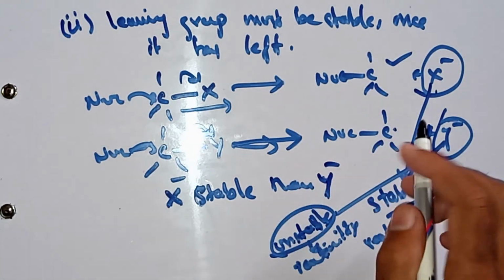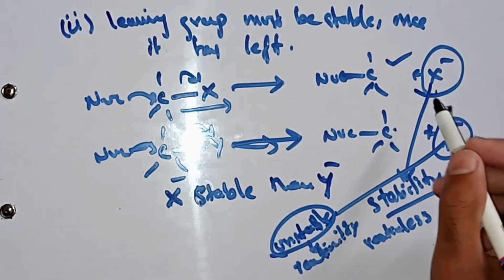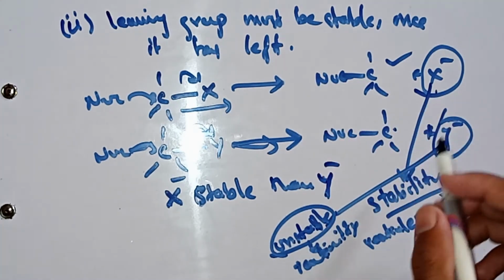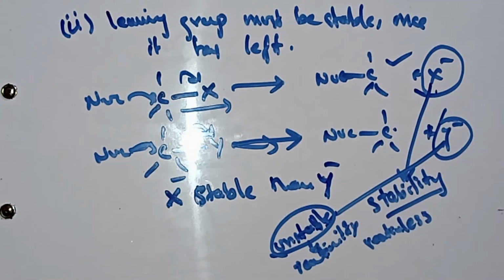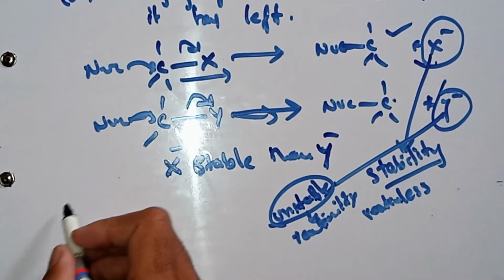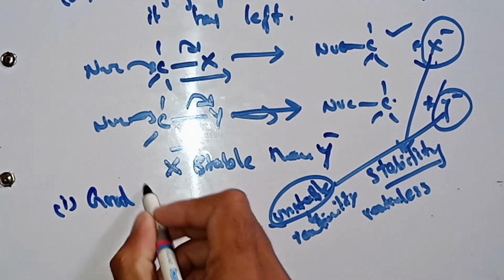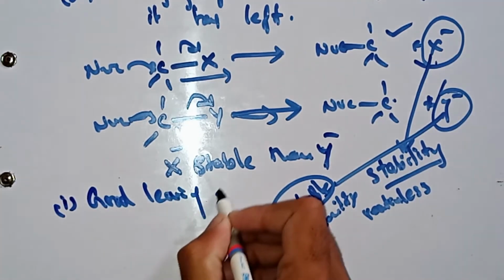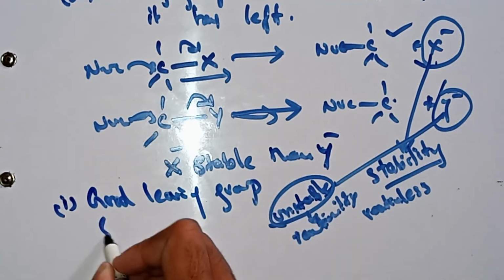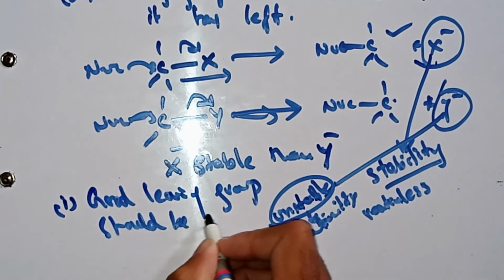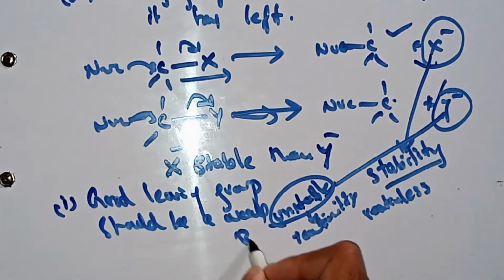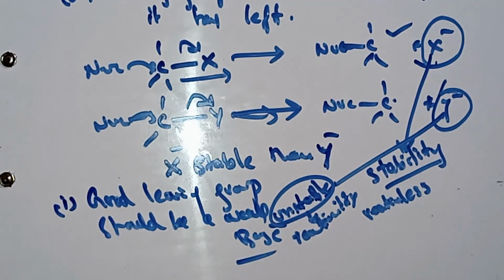So what is the condition for stability for a good leaving group? There is only one condition: a good leaving group should be a weak base. What does this mean? There are two types of leaving groups, one is a weak base and one is a strong base.